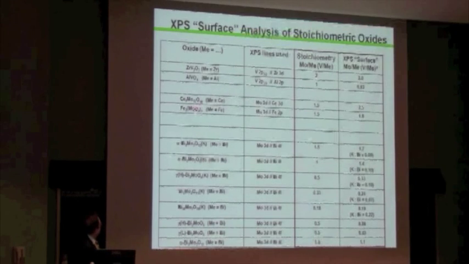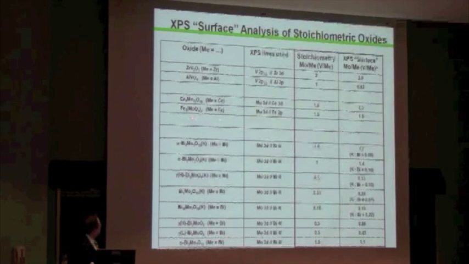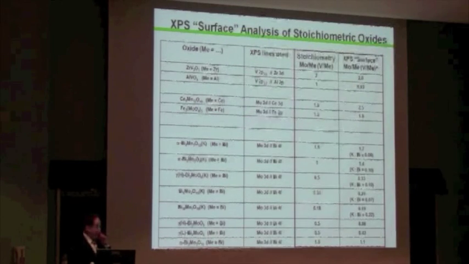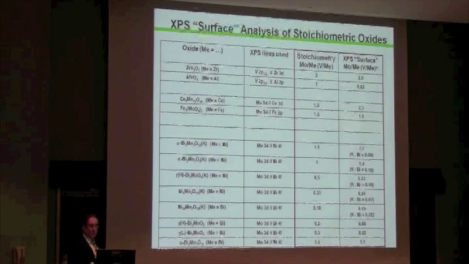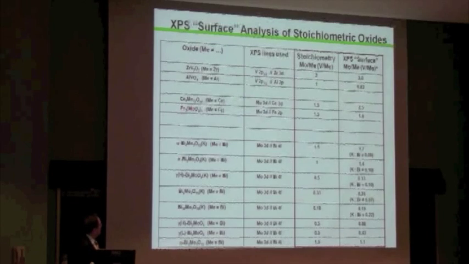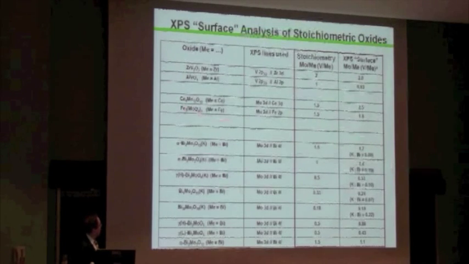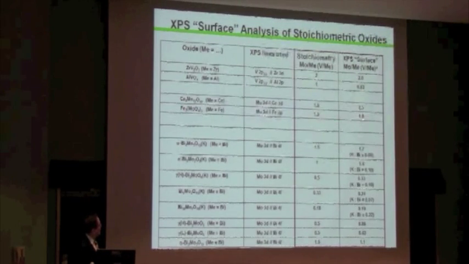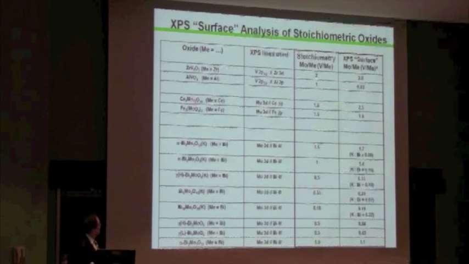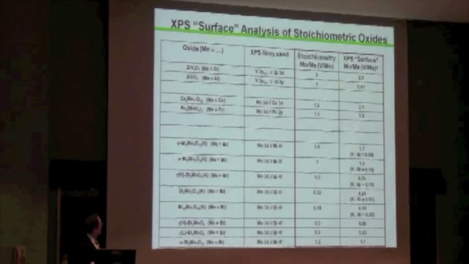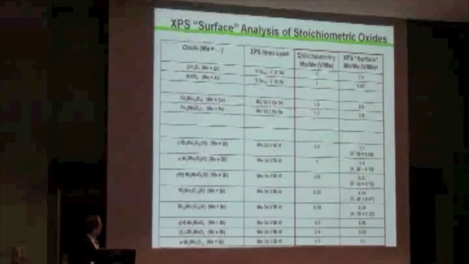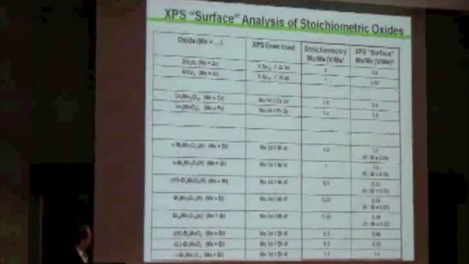Here's another, a very famous commercial catalyst: iron molybdate. It's used for methanol oxidation to make formaldehyde, and it's one of the top 10 chemicals produced annually in the world. The ratio here is 3 molybdenums per 2 irons, so it's 1.5, and when you measure the XPS, it's 1.8. Here's another material, the cerium molybdate. The ratio is 1.5 of molybdenum to cerium. That's the bulk ratio, the stoichiometric bulk ratio.